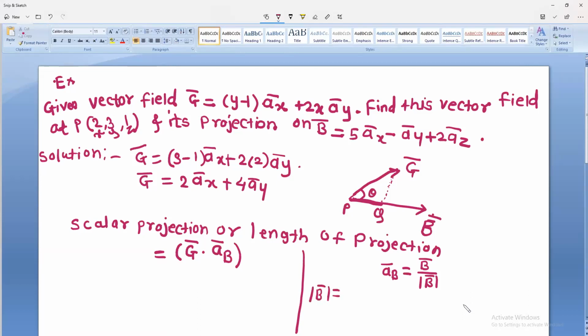Mod of B bar is equal to square root of... so what is B bar? B bar is 5 A bar x minus A bar y plus 2 A bar z. So mod of B bar is equal to square root of 5 square plus minus 1 square plus 2 square. So 25 plus 4, 29 plus 1 is 30. Okay, square root of 30.